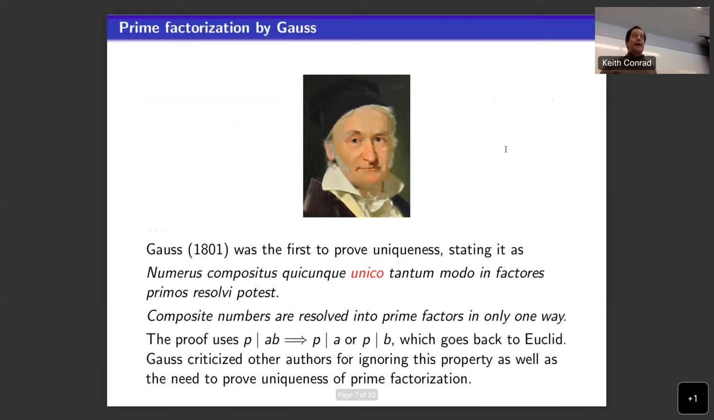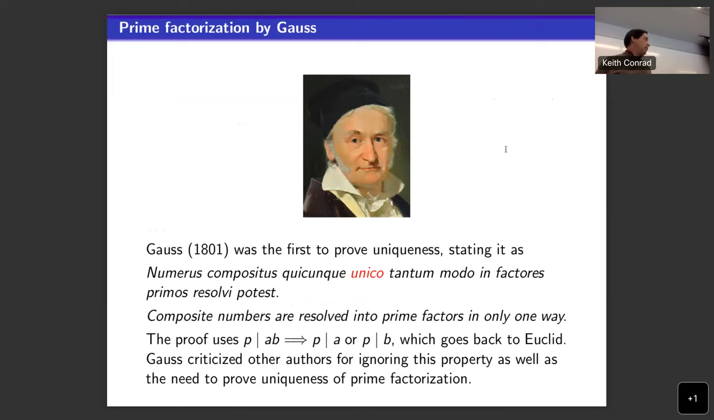So Gauss was the first person to put in writing an explicit statement of unique factorization in 1801 in his big book on number theory. And this was the statement of it here in the original Latin or in English, saying every composite number can be written only in one way as a product of primes. So if you're going to attribute the statement, the recognition of the importance of unique factorization as something worth proving to somebody, then as usual, it should be to Gauss.